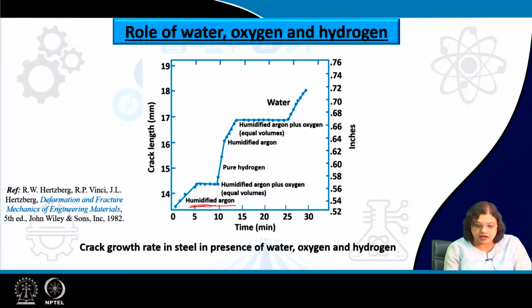And we can see that the crack growth rate, or the slope of this curve, is quite high for the case of the humidified argon. Had it been just the inert atmosphere, there would not have been any growth at all. But what we are seeing here interestingly is that if we mix this humidified argon with equal volume of oxygen, which means that we make it a 50-50 combination of humidified argon along with oxygen, the crack growth rate is getting completely arrested. Okay.